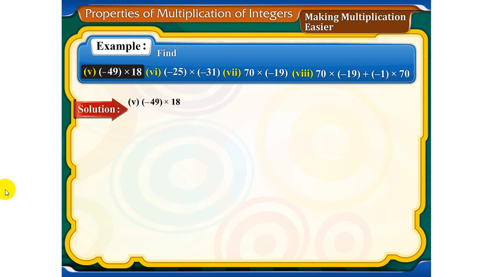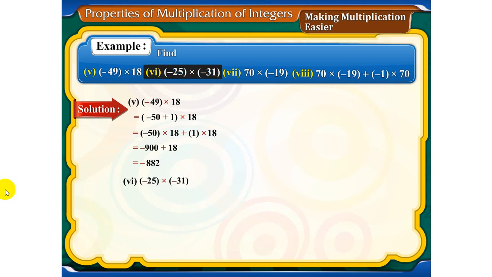Solution. 5. Negative 49 multiplied by 18 is equal to negative 50 plus 1 multiplied by 18, which is equal to negative 50 multiplied by 18 plus 1 multiplied by 18, which is equal to negative 900 plus 18, which is equal to negative 882.